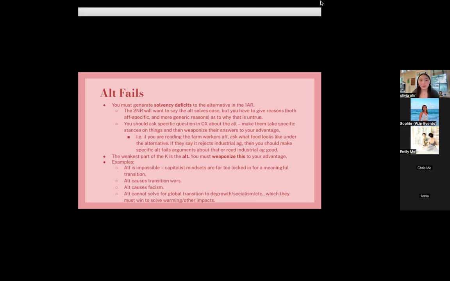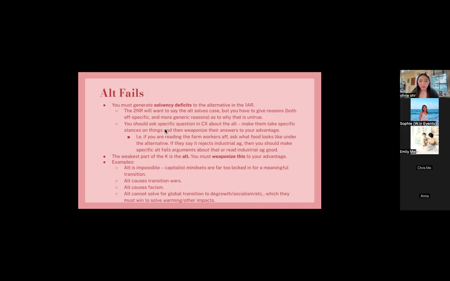But you can win that the alternative definitely cannot solve anything, but you can win that hedge good becomes offense. It means that China will continue growing and continue being capitalist and continue contributing to global warming, but you can just say that means that the US is just left behind and hedge is good. And that is just another creative angle against a K.